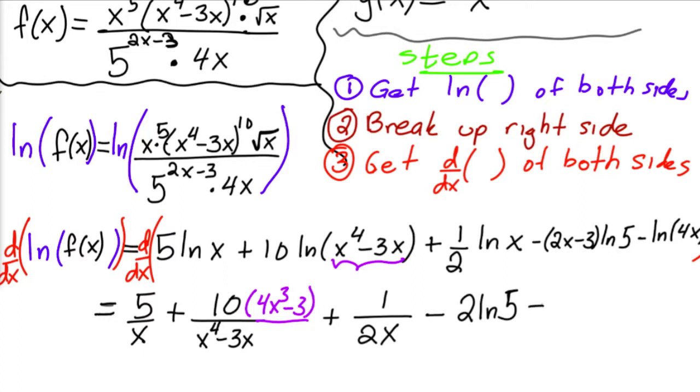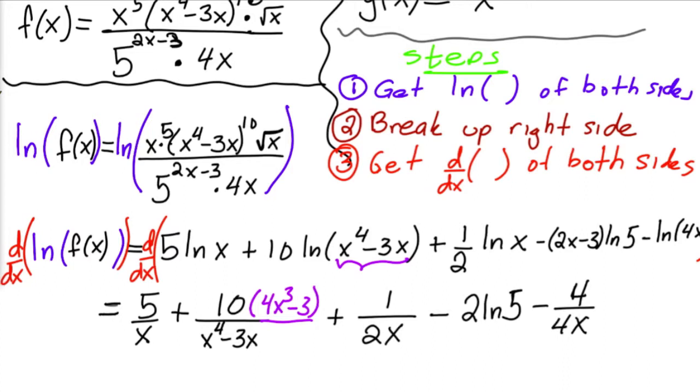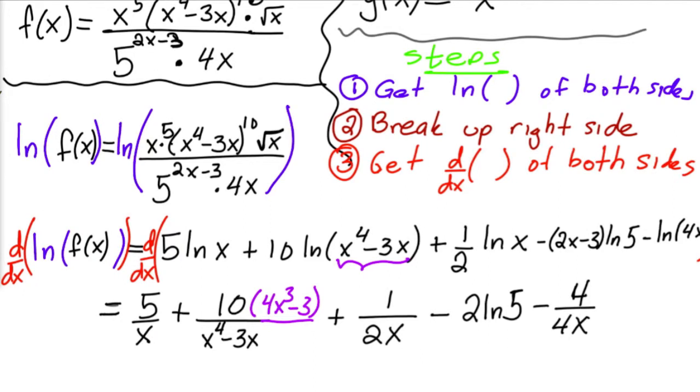Then minus the derivative of natural log of 4x, which is going to be 1 over 4x, 1 over the inside, times the derivative of the inside, which is simply the number 4. So I'll just put it on top. Okay. So that wasn't too difficult because we've done that before.